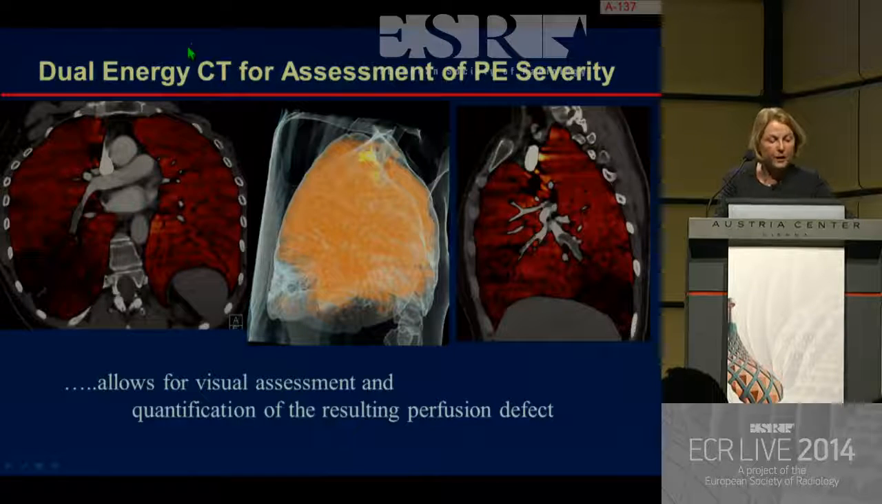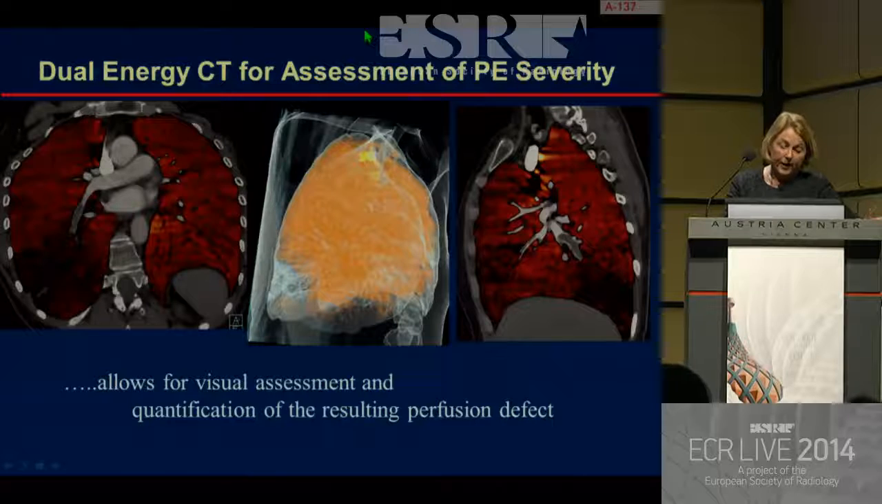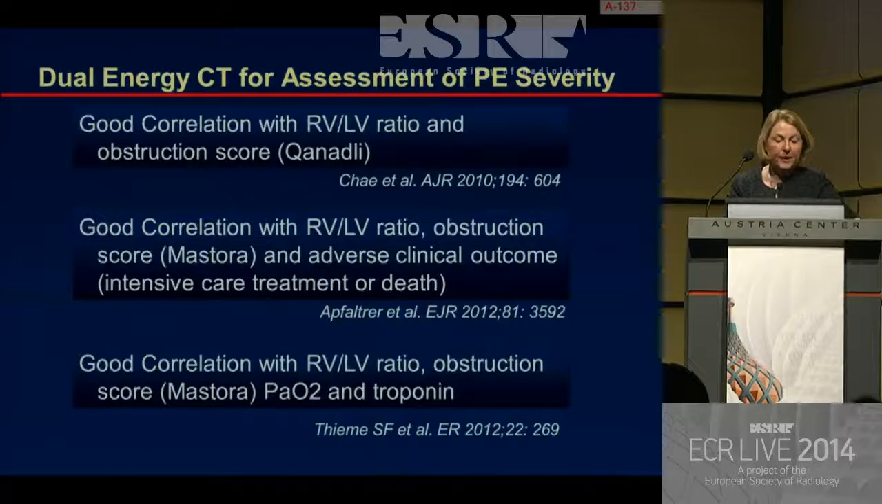We are all familiar with these perfusion images, which can be gained using a dual energy technique, as you can see here, and it allows perfectly visual assessment and also quantification of the resulting perfusion defects. Many studies have evaluated that, and they found a good correlation between signs of right ventricular dysfunction, for example here the RV-LV ratio, different scores using the Qanadli score or the Mastora score, and those perfusion defects in dual energy images.